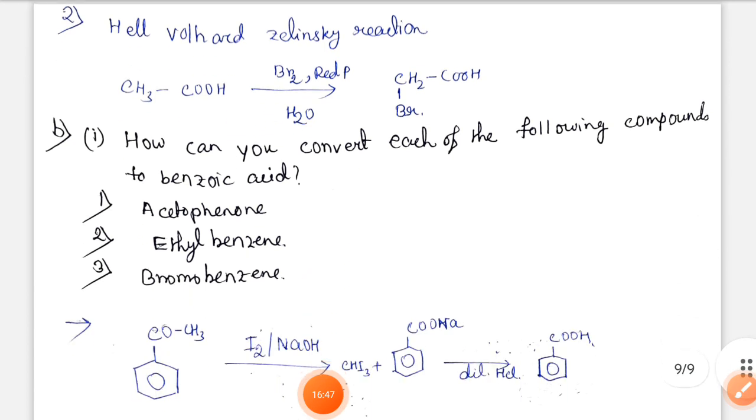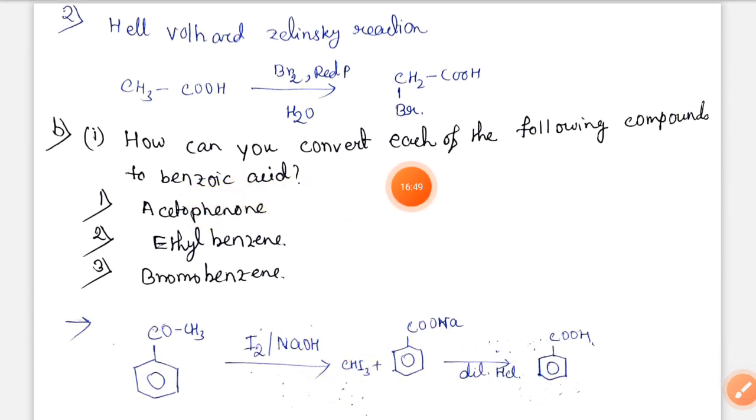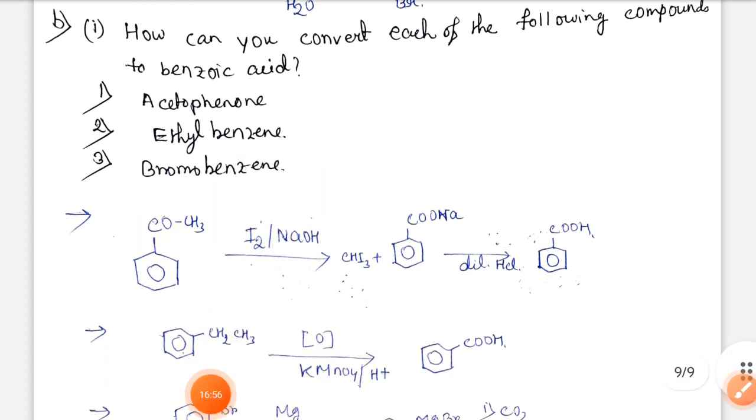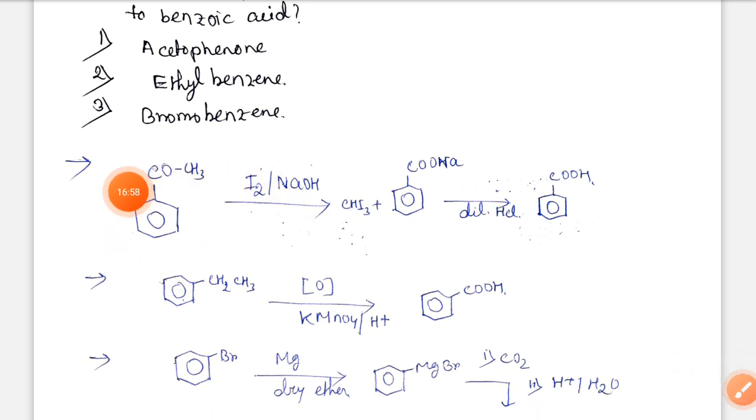Okay, next, how can you convert each of the following compounds to benzoic acid? That is acetophenone, ethylbenzene, and bromobenzene. At first, we take acetophenone. Acetophenone, if we give the iodoform test, I2 and NaOH, then iodoform is produced and the sodium salt of benzoic acid. Then, if we give dilute HCl, benzoic acid is formed.